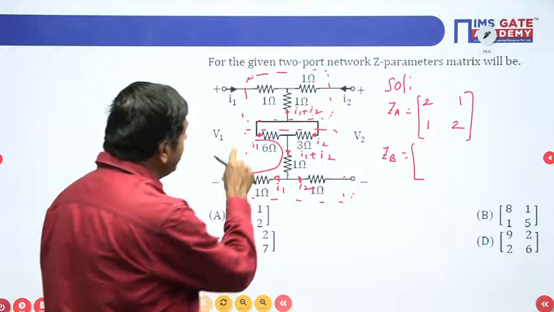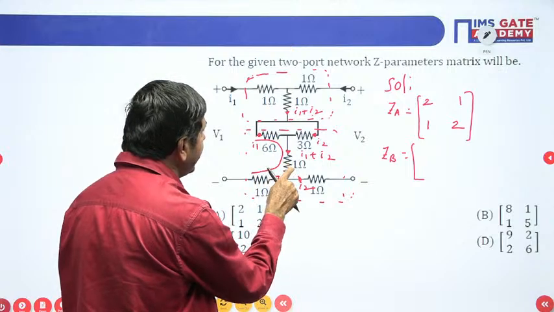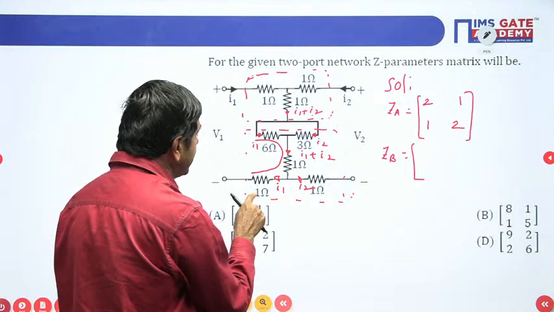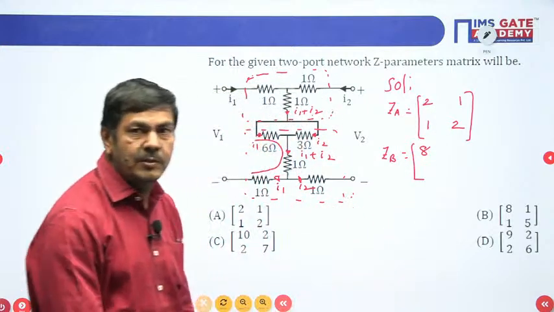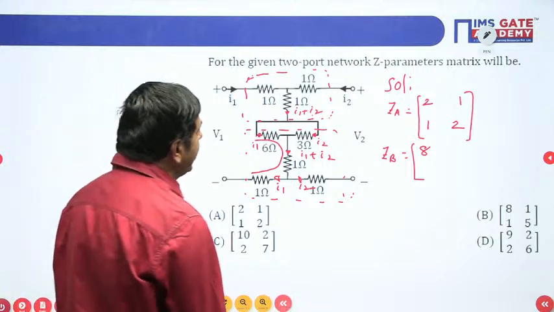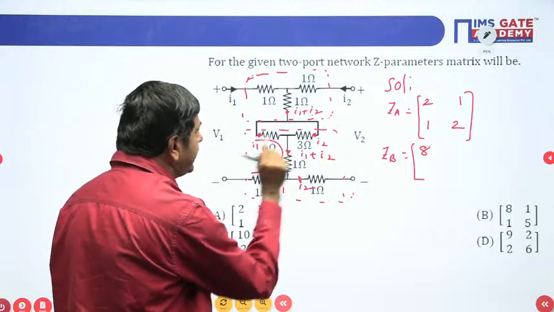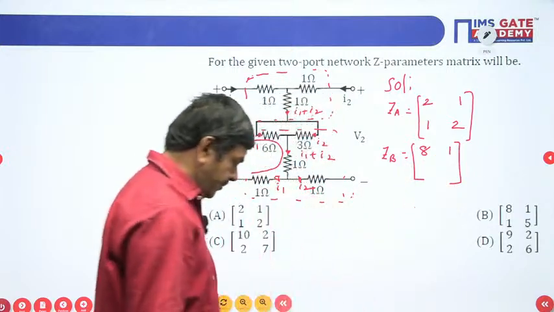If I apply the KVL in this particular path, this side is 6 I1, 1 I1, 7, 7 plus 1, 8 I1. The I1 quotient is to be taken as the Z parameter. And what about the I2 quotient? The I2 quotient we can find: 1 into I2, 1 only is possible here.